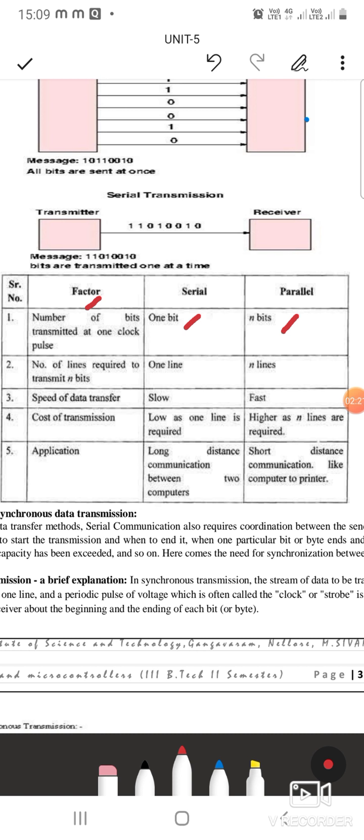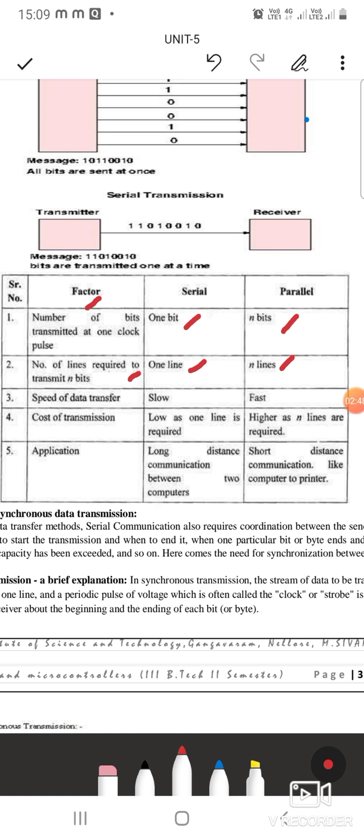And the number of lines required: for serial, obviously you will have only one line, and you will be transmitting only one bit of information. But coming to parallel, it depends on the number of bits you want to transmit. If you want to transmit 10 bits, 10 parallel lines are required. If you want to transmit 16 bits, 16 lines are required. If you want to transmit 20 bits, 20 lines are required.